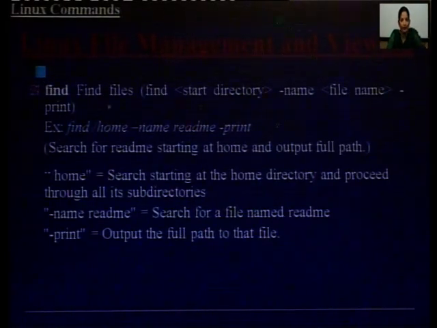Then find files: find start directory -name file name -print, means find start directory, where you want to search, in which directory you want to search. Then search for readme, which is the file name. Search for the readme file name starting at home, and output the full path. Print means output the full path, where that readme file exists, right. These are the various options.